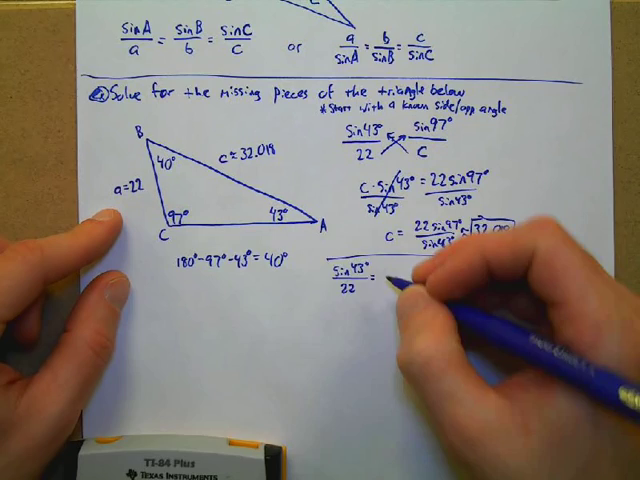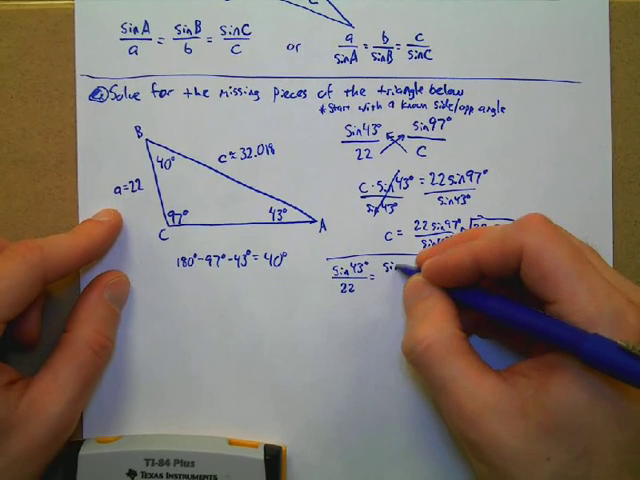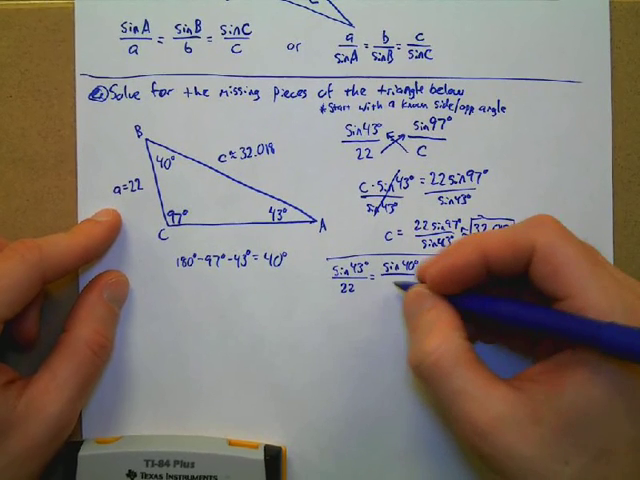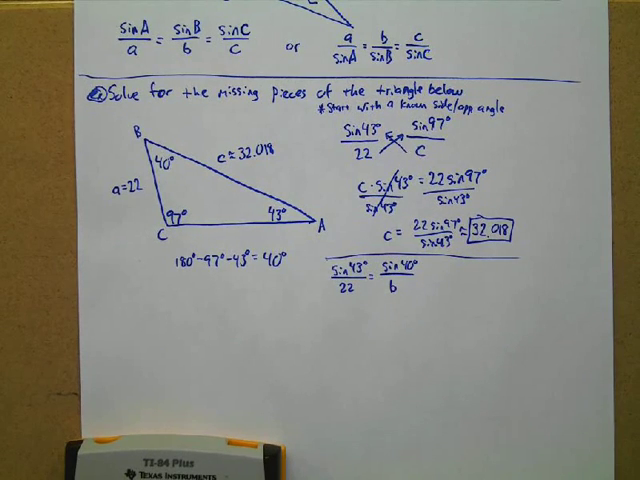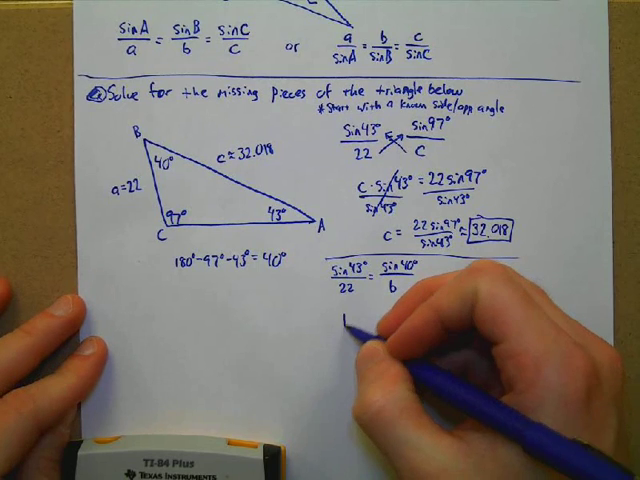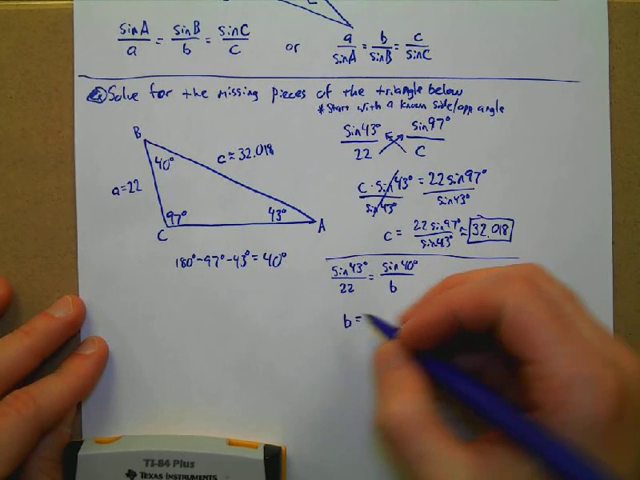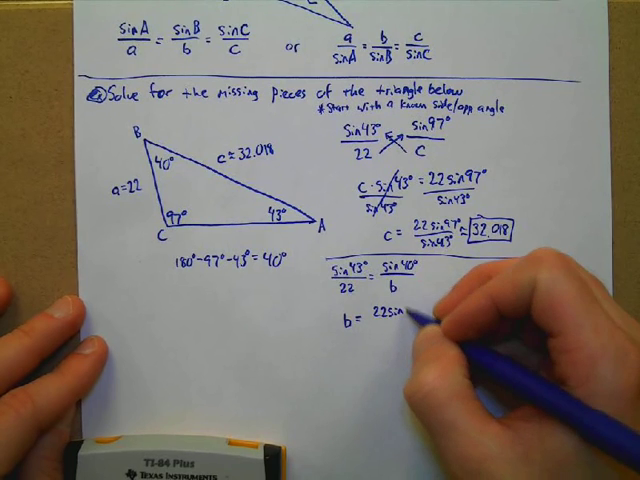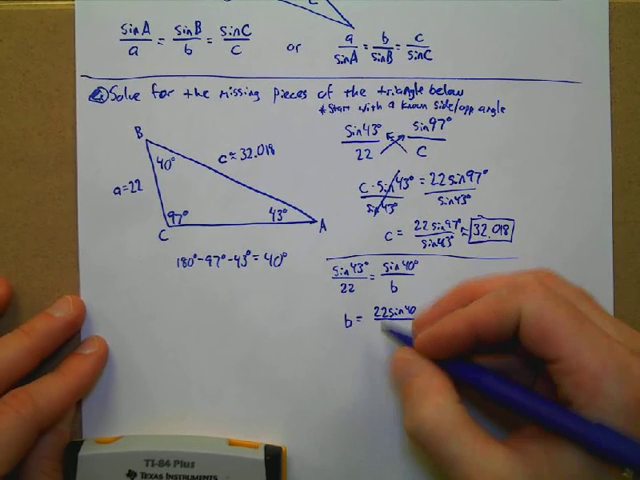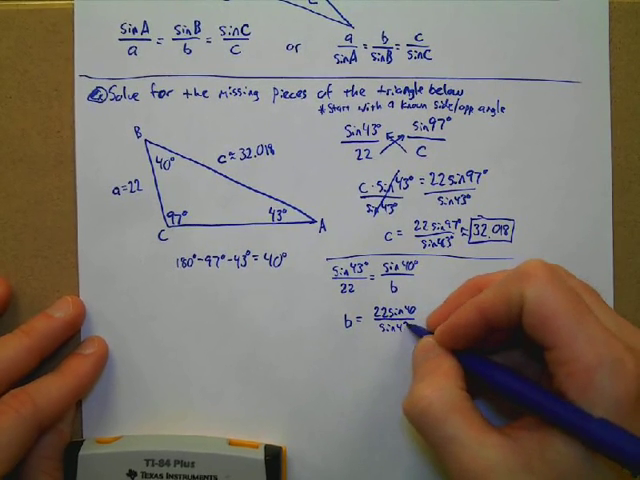Okay, if we cross multiply and solve for b, we're going to get b equals 22 sine of 40 over sine of 43. I kind of skipped some steps there solving, cross multiplying. But that's what you should end up with there.